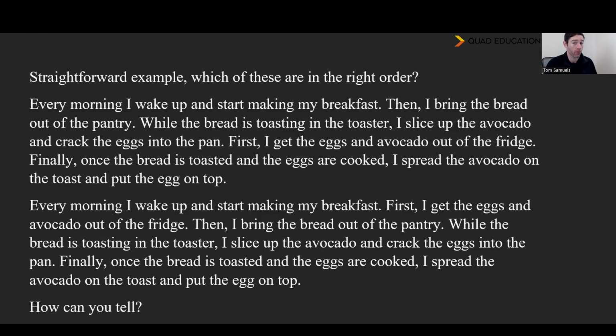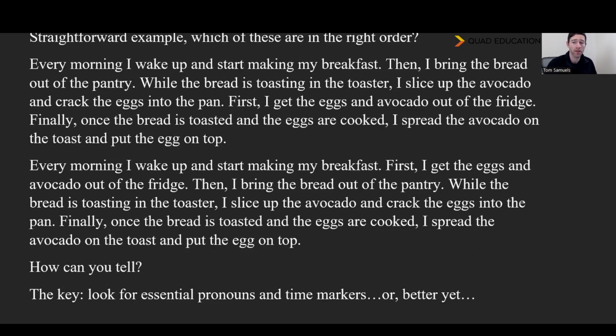Well, pretty clearly the second one sounds better because in the second one, the sentence that starts with "first" actually comes first in the sequence of things I'm doing to make my breakfast. And that's one of those key things that you can do to get these questions correct. What you want to find is the key time markers. The time markers are the things that indicate the order of the actions. In this case, the transition "first" in the sentence tells us where it comes in the sequence.